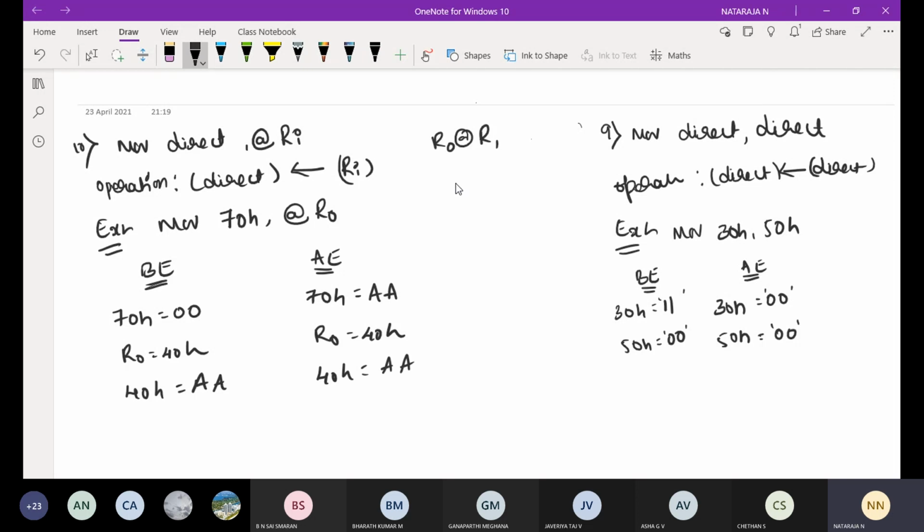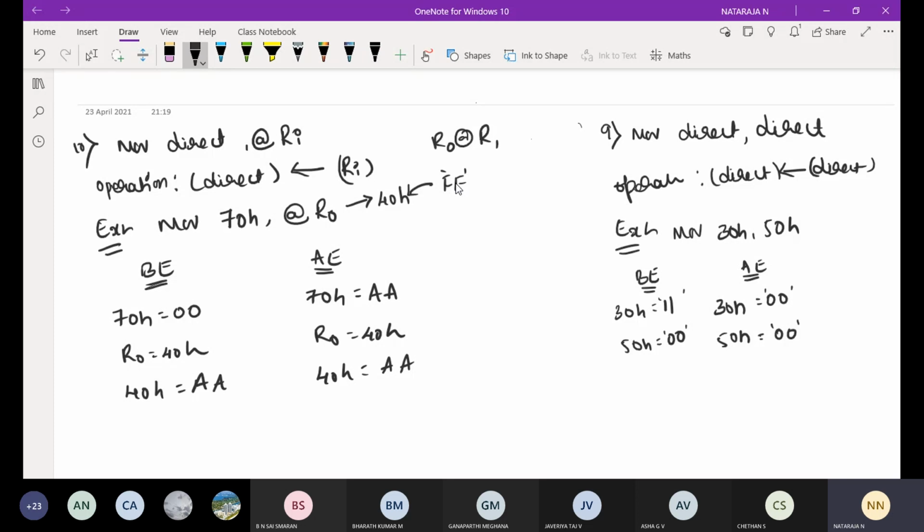See here, move 70H comma at R0. In R0 we have one address, that is 40H. In that address we have a data FF. The meaning is move 70H comma at R0. Indirectly we are going to copy a data from 40H. See, in the last instruction, 30H to 50H, both are addresses we are going to take.